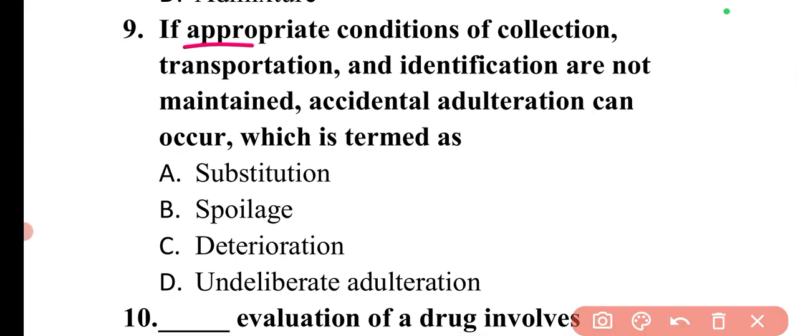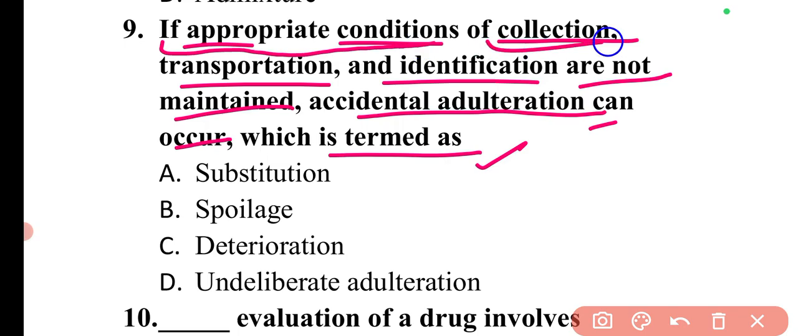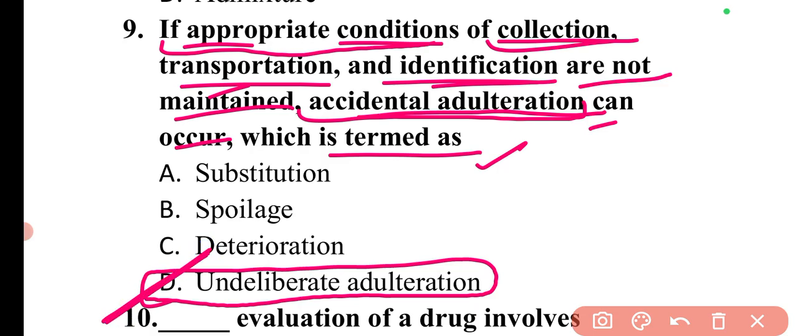Next question is, if appropriate conditions of collection, transportation and identification are not maintained, accidental adulteration can occur, which is termed as. So basically, if during the collection, transportation and identification we are not maintaining the appropriate conditions, then accidental adulteration can occur during the transportation or during the identification time. So for this we are using the term unintentional adulteration. So here option D is correct.